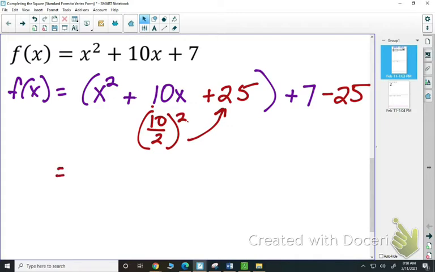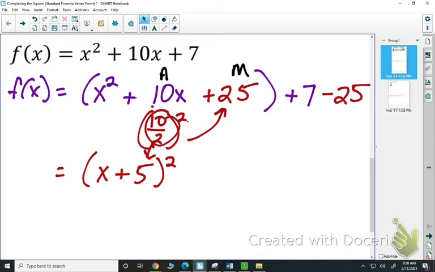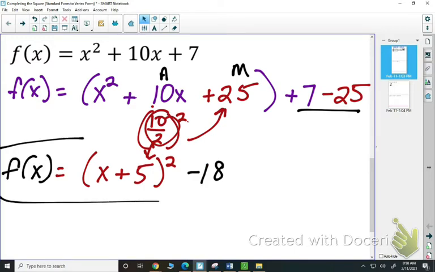Okay, so the way this factors, it's going to be x plus 5 quantity squared. Notice the 10 divided by 2 is where I get the 5 from. Or you can think of it as what multiplies to give me 25 and adds to give me 10. That would be 5 and 5. And then at the end here, 7 minus 25, if you need to grab a calculator or do mental math, is negative 18. So again, this is the vertex form.